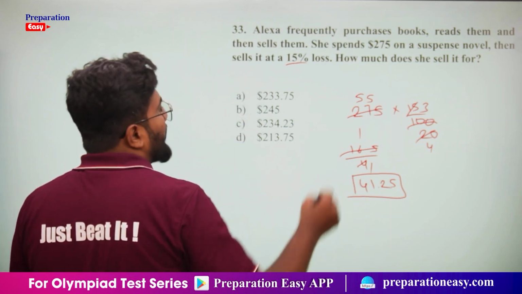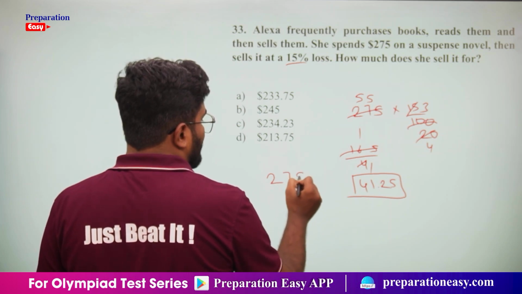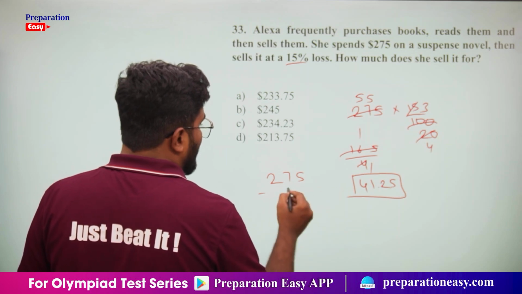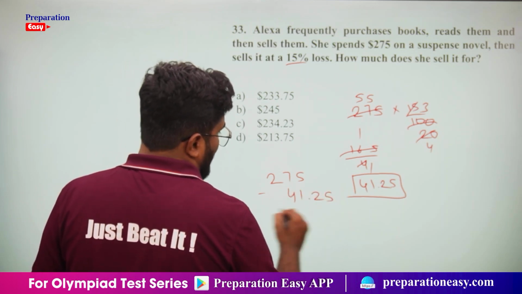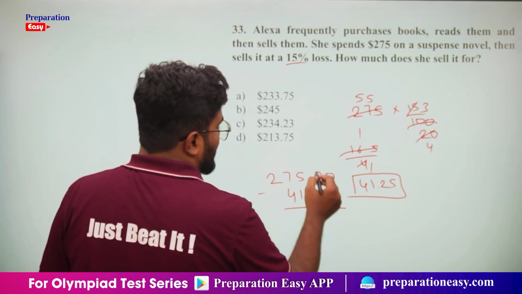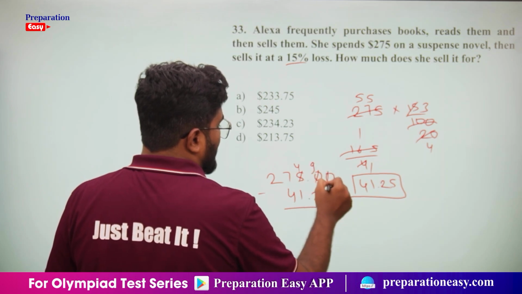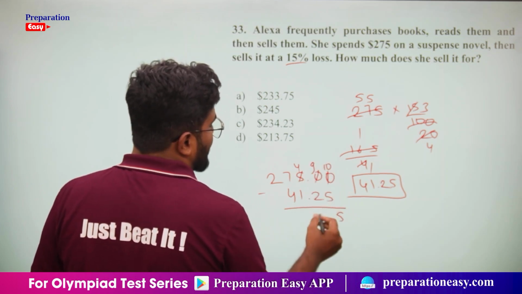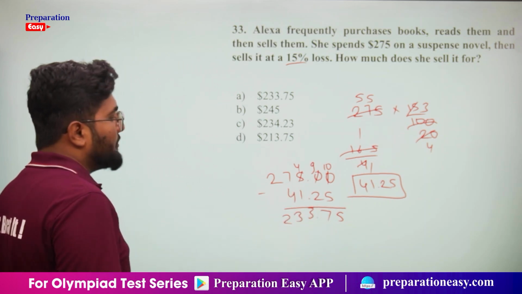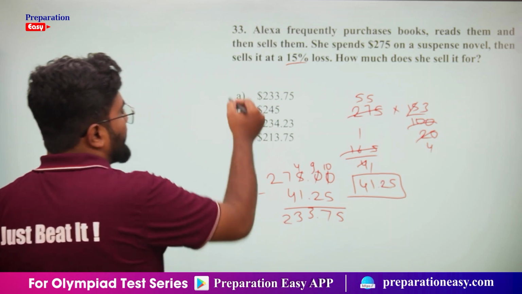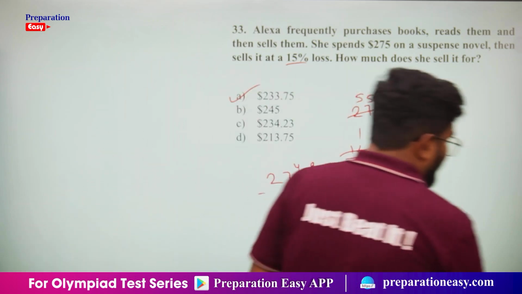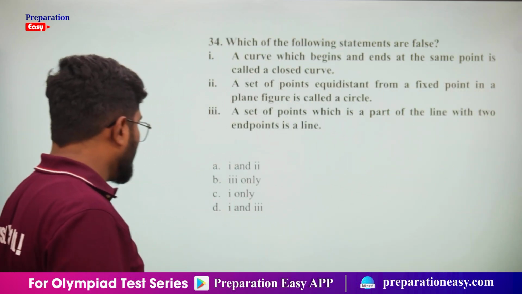What is the total cost? The total cost is 275. She sold the book at a $41.25 loss. So we will calculate the price: 275 minus 41.25. The answer would be 233.75, option A. Alexa sold it for $233.75. Next question, question number 34.